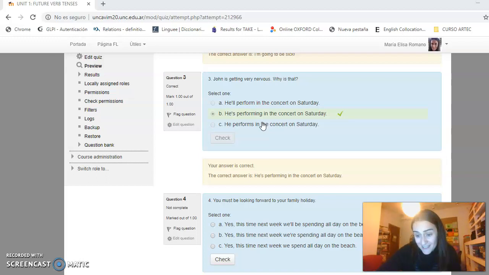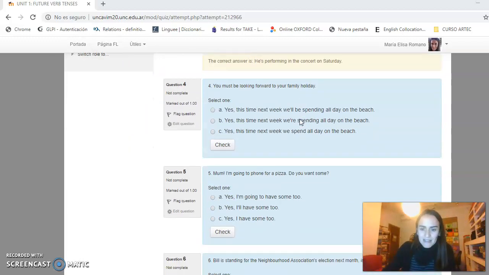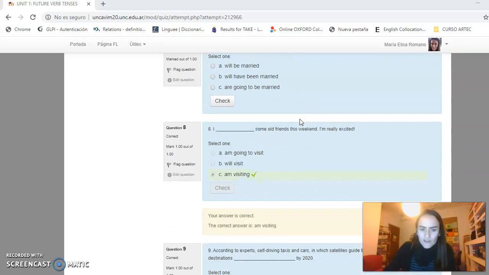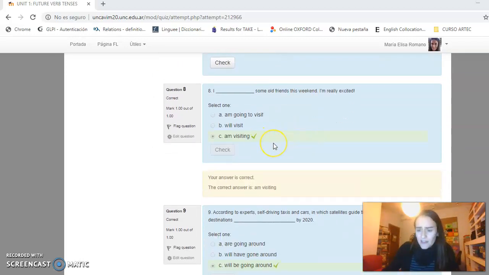He's performing in the concert. This tense is usually used for arrangements, especially social arrangements of this sort, concerts or appointments or gatherings, etc. Then the next question is question 8. It's also a similar case. I am visiting some old friends this weekend. I'm really excited. The present continuous used to refer to the future.